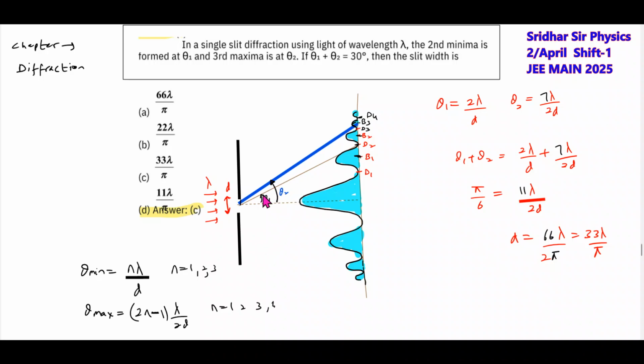So what is asked now? Theta 1, the angular position of the second minima. This is the second minima, so it will make an angle theta 1. The next, third maxima. Third maxima is B3. So the angular position of third maxima means put n equal to 3. It will be 7 lambda by 2d because it will start from here: 3 lambda by 2, 5 lambda by 2, 7 lambda by 2d.